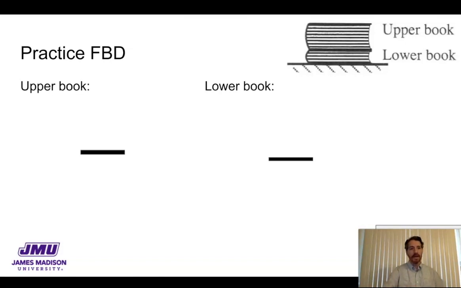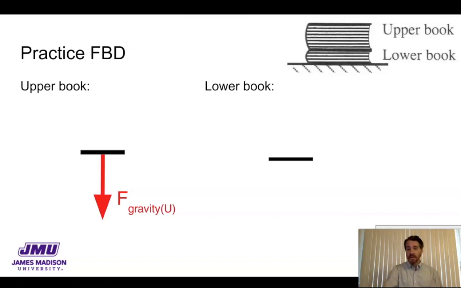All right, here's what I have. The upper book has the force of gravity pulling down on it. So I'm going to start with that. I'm going to say the force of gravity, parentheses, U. And the reason I want to put parentheses U is because I'm going to have a force of gravity acting on the lower book also, and those two are not going to be equal.